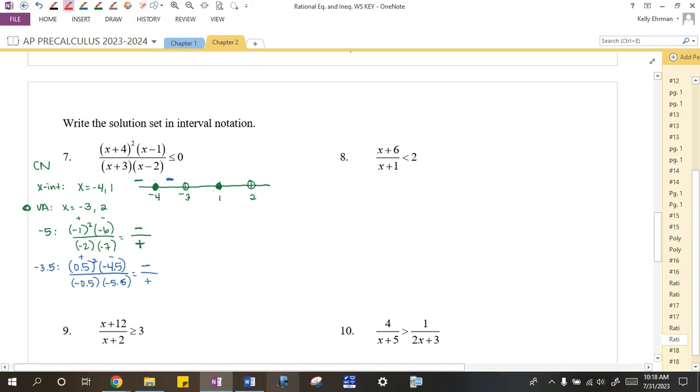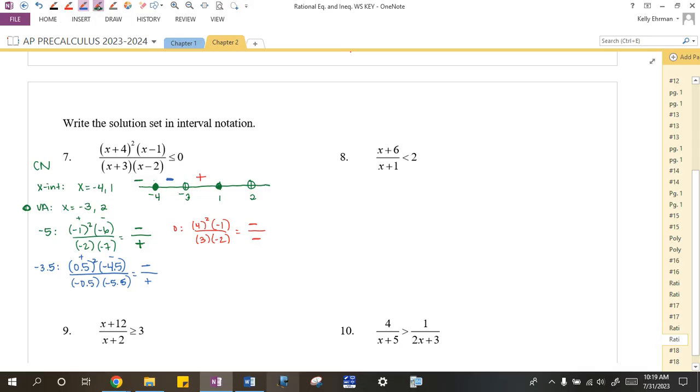All right, let's test 0, here we go. 0 is between negative 3 and 1, so 4 squared times negative 1 over 3 times negative 2. A positive times a negative is negative. A positive times a negative is negative. But a negative divided by a negative is positive.